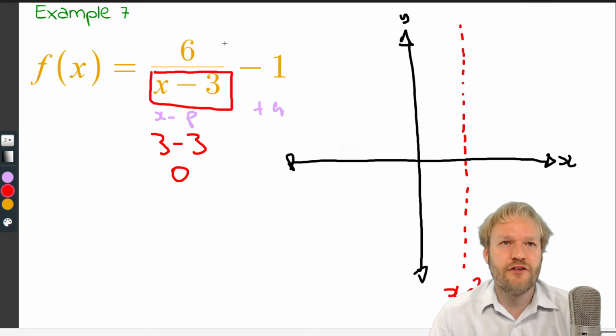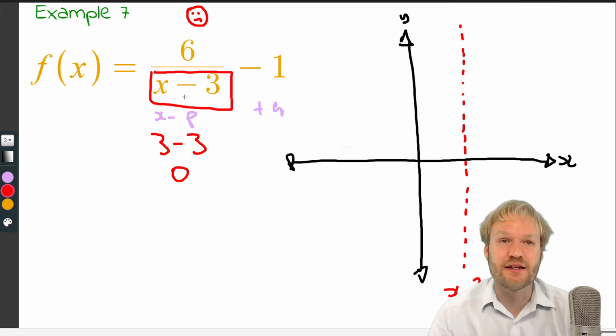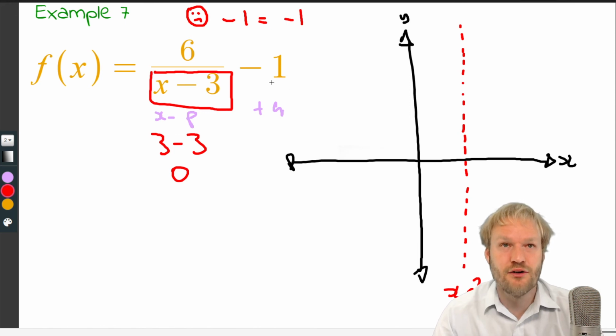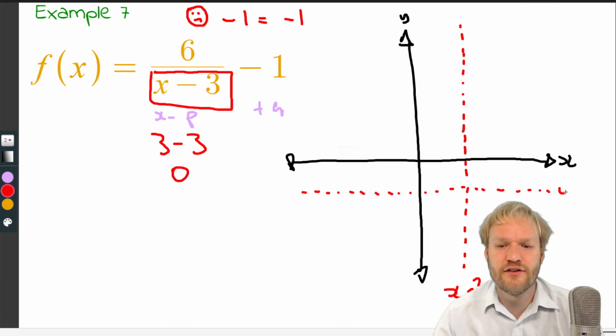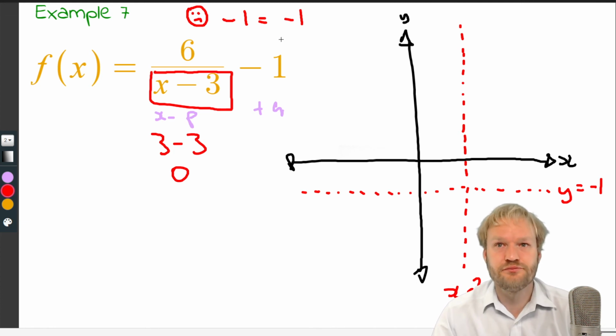This whole fraction can never be 0, because 6 divided by anything is never going to give us 0. So we're never going to have 0 minus 1. So what we're not going to have is the number minus 1. So q here is telling us our y asymptote because we're never going to have that output. There's no number we can enter into our function to have minus 1 as an output.